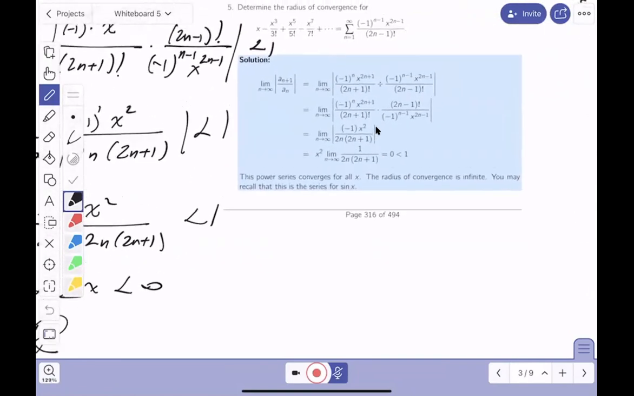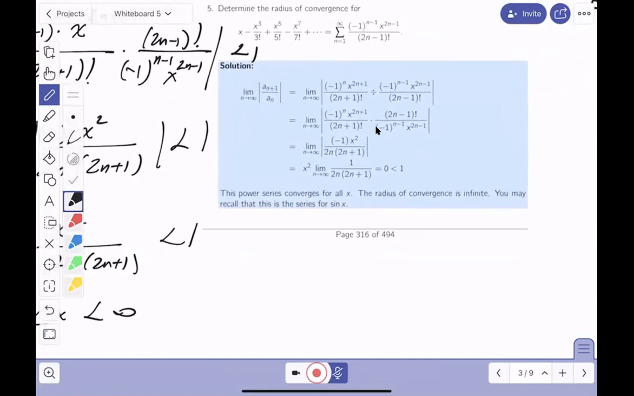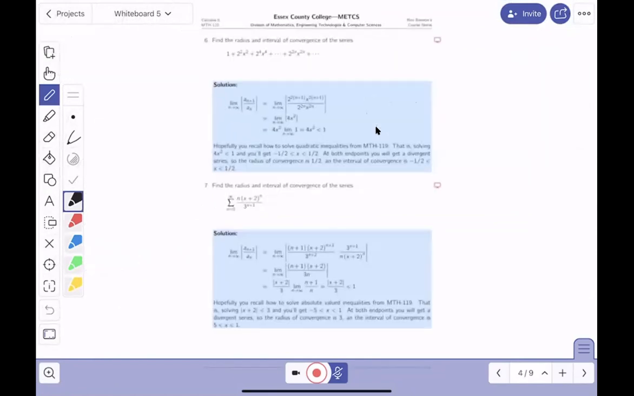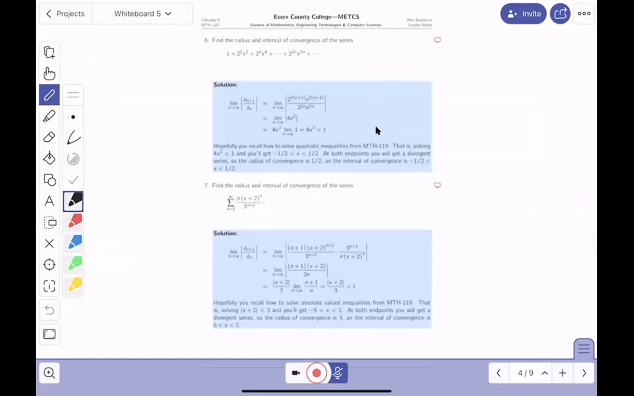And this is the power series for the sine function, by the way. We were expecting that. So let me just make sure it's written down for you. Let me go to the next page. No, it's not. Oh, I'm sorry, it's written over here. Converges for all x, the radius is infinite. It does write that down. Let's go to the next one, number 6.